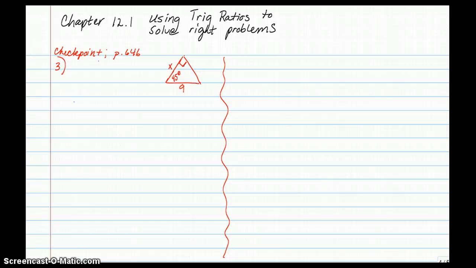Okay, now I'd like you again to try checkpoint activity number 3 on page 646. This is a 45 degree. It's also a special triangle, so again, you're going to use your table. So see if you can figure out which trigonometric function you're going to use, sine, cosine, or tangent. Go ahead and try to solve this. As soon as you're done, go ahead and turn the recording back on and see how you did.